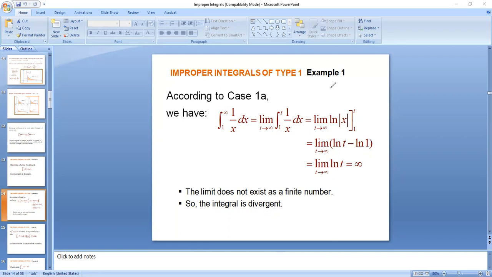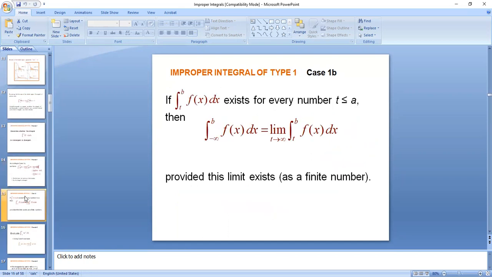Okay, so we're still discussing the examples of case A under type 1. Now we go to case B. This time it's the lower limit that is negative infinity, so from negative infinity to b. Again, I will emphasize that by negative infinity we mean an infinitesimally small value. If it's positive infinity in the upper limit, it's an infinitesimally large value.